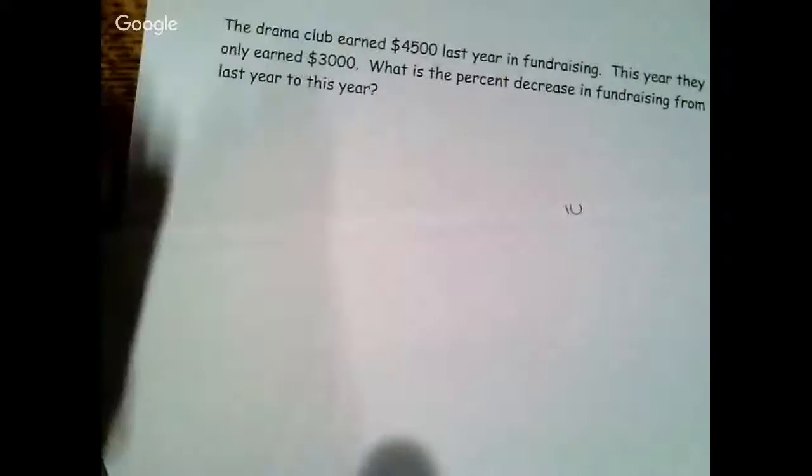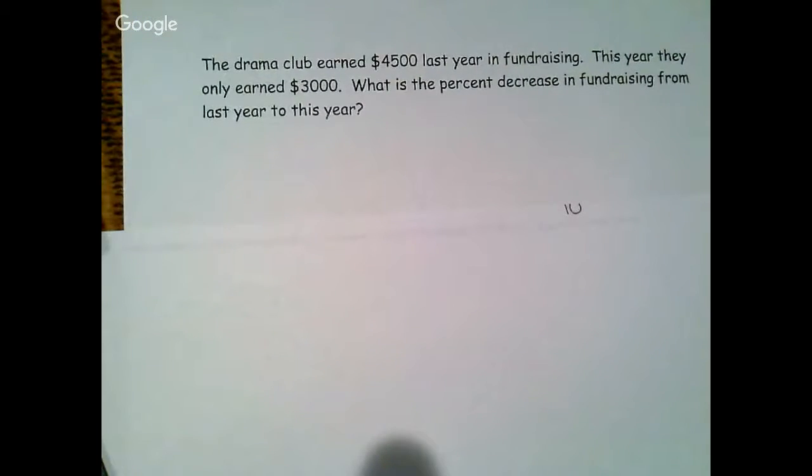All right, last one. Let's take a look at it. Pause the video and try and add a puzzle. All right, welcome back. You should have got that the percent decrease was 33%. 33% decrease. If you didn't get that, stick around and see how I did.